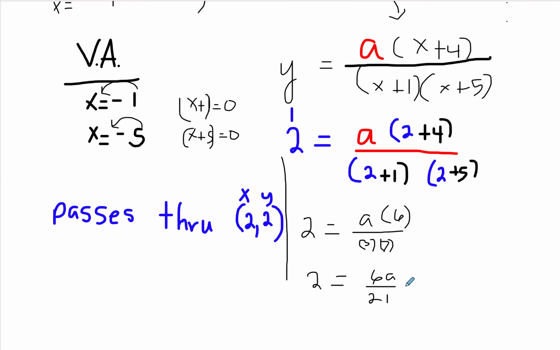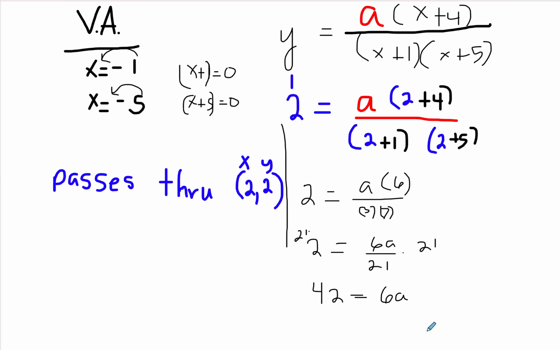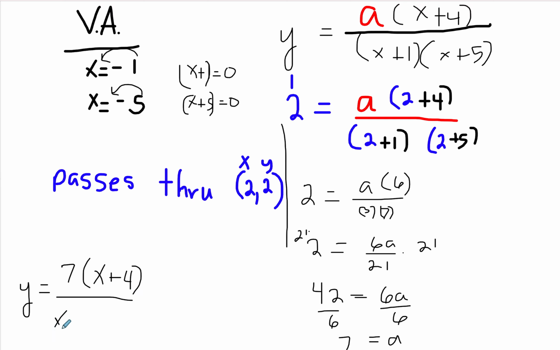How do we solve this problem? We're going to multiply both sides by 21. 21 times 2 is 42. 42 equals 6a, which means a has to be 7. A could be a fraction. A could be any real number. Doesn't matter. In this case, it happens to be 7. So our final equation is y equals 7 times x plus 4 over x plus 1 times x plus 5.